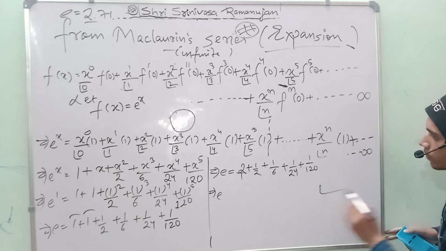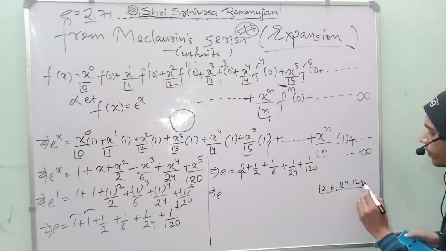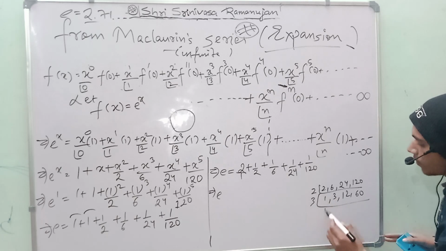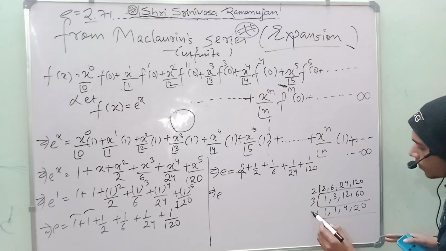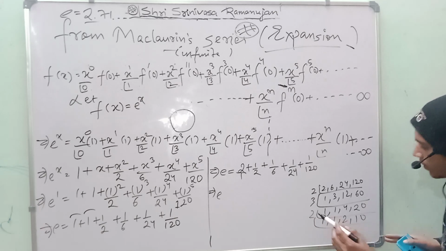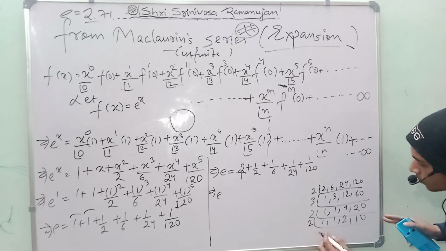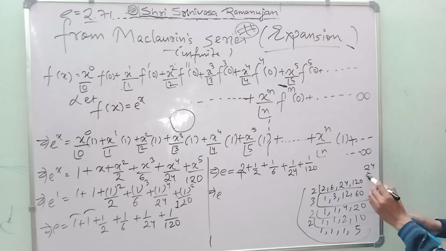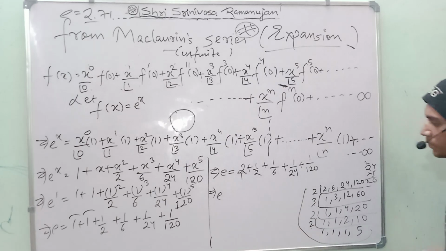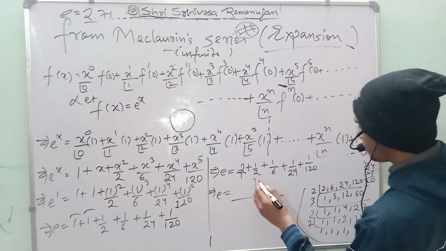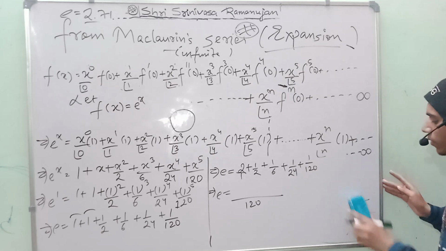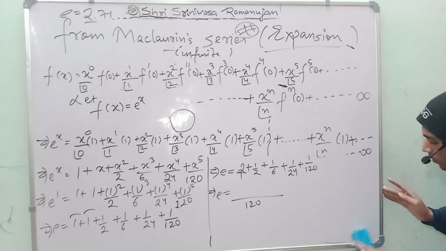LCM of 1, 2, 6, 24, 120. 2 is 2, 2 is 6, 2 is 24, 2 6 is 120. 3 1 is 3, 3 4 is 12, 3 20 is 60. 2 1 is 2, 2 5 is 10. If we find the LCM, 2 into 3 is 6, 6 into 2 is 12, 12 into 2 is 24, 24 into 5 is 120. So 120 is the LCM. Or we can also find the LCM with a short trick.